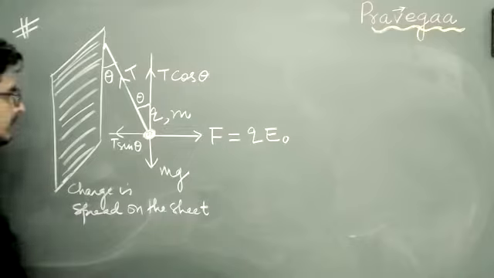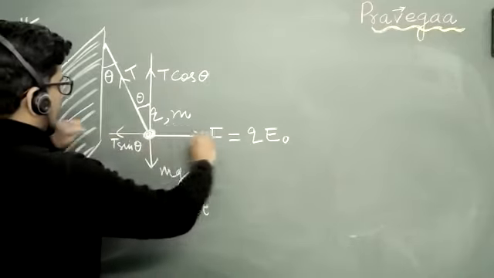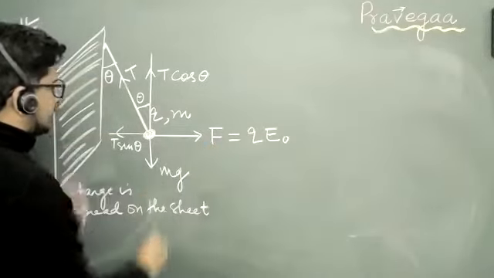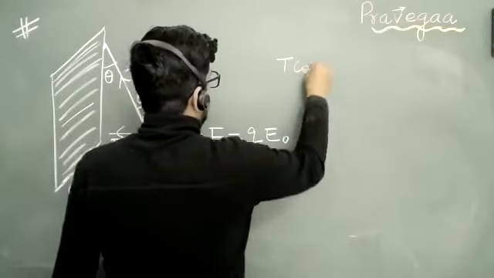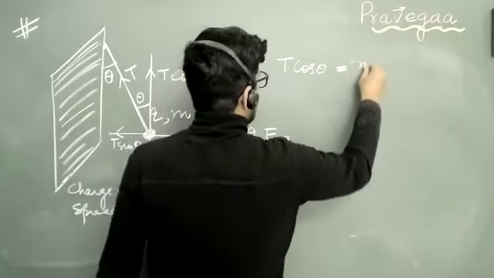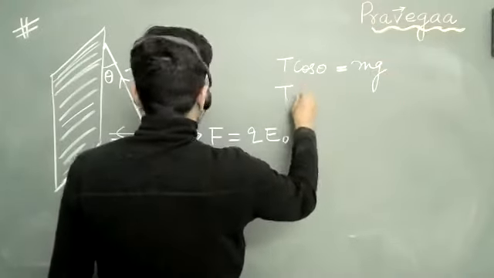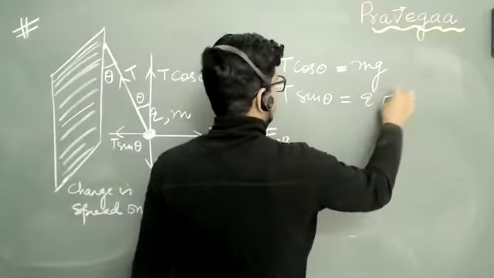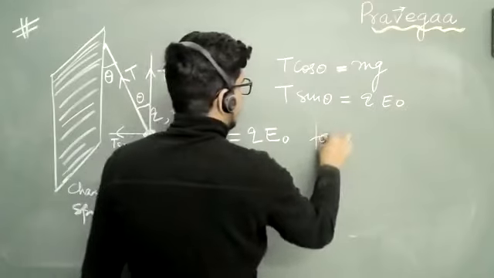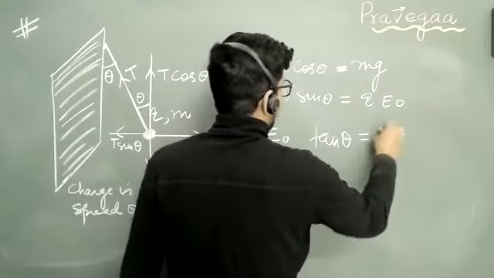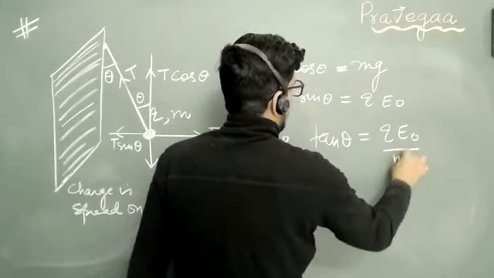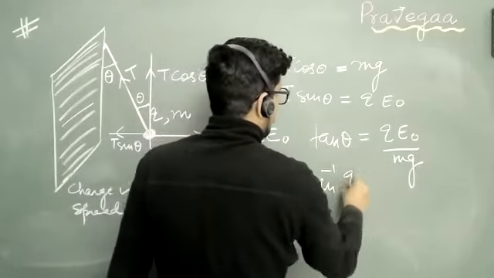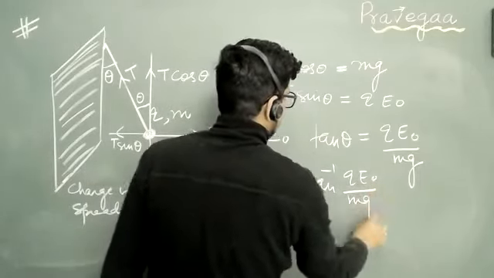So then T sin theta equals QE naught. If it is in equilibrium, x-axis forces will be equal and y-axis forces will be equal. So T cos theta will be equal to mg and T sin theta will be equal to QE naught. If you divide it, tan of theta is equal to QE naught by mg. So that means theta is equal to tan inverse QE naught by mg.